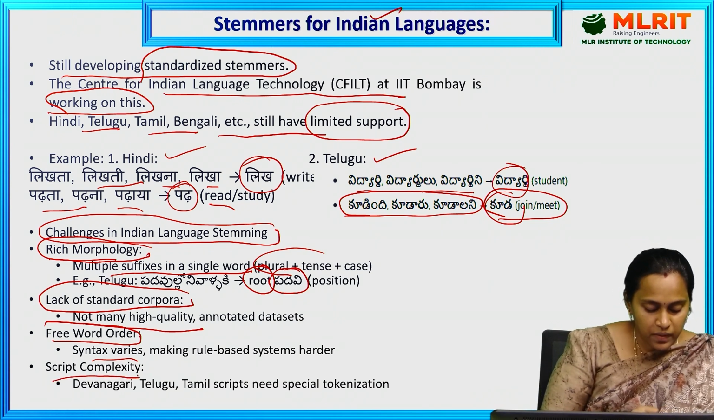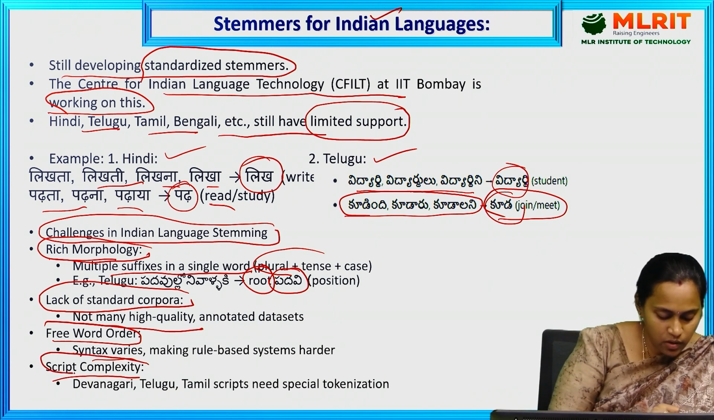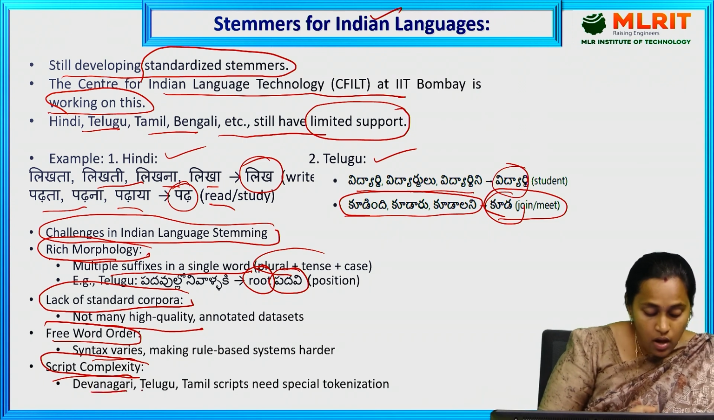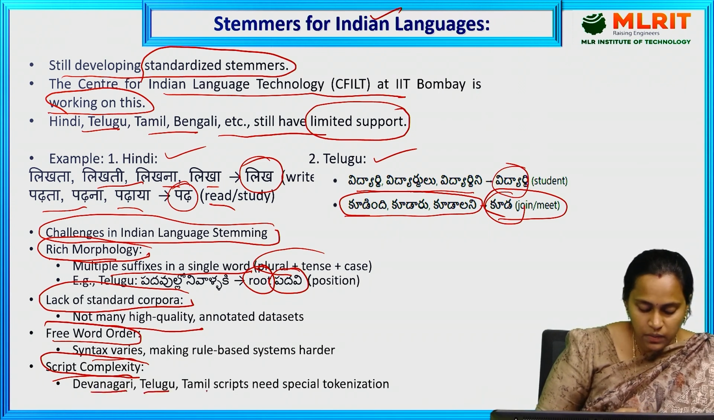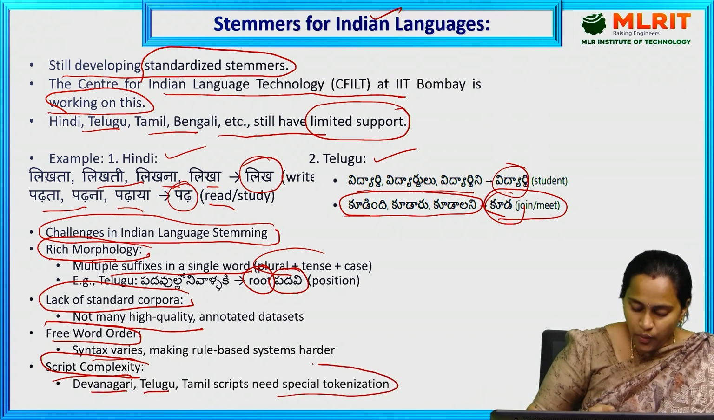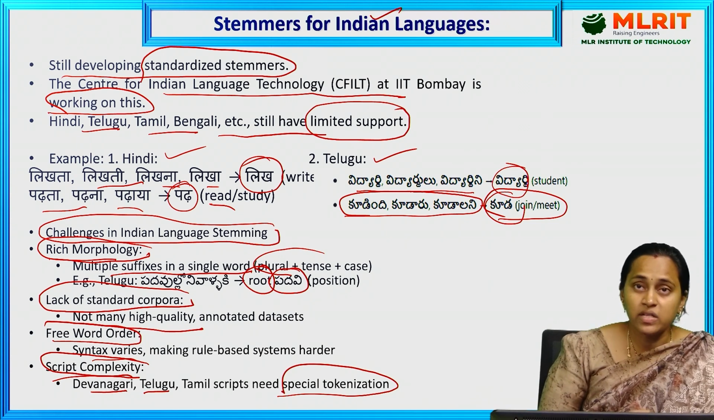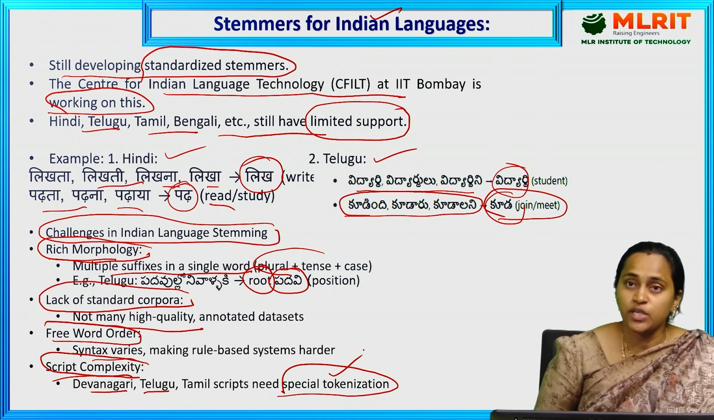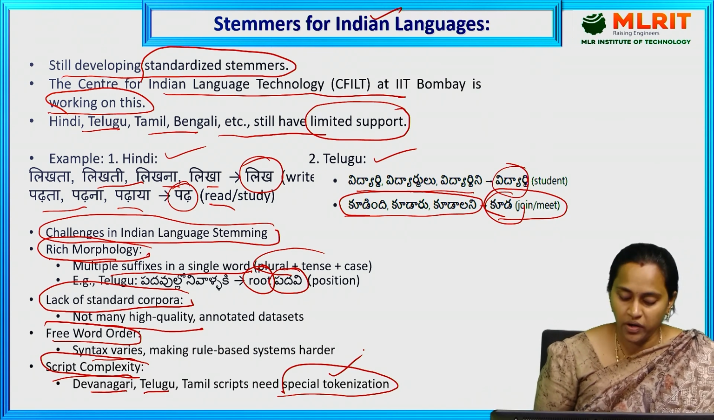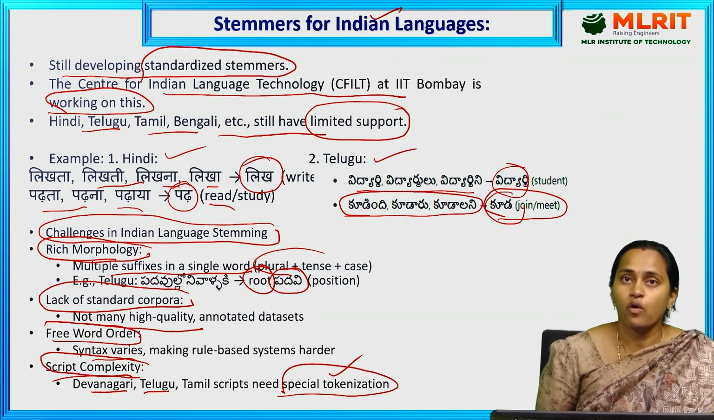Script complexity. What is the meaning of script complexity? Devanagari, Telugu and Tamil scripts need special tokenization. That means Indian languages need special tokenization. The tokenization will not handle the entire free word order, right?